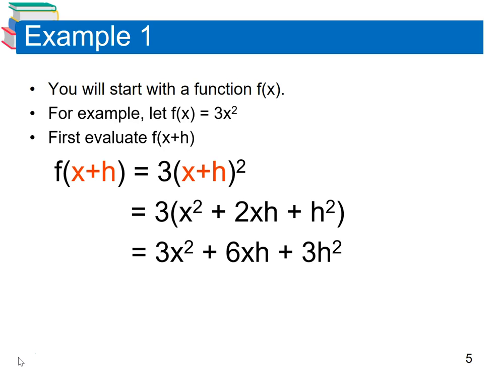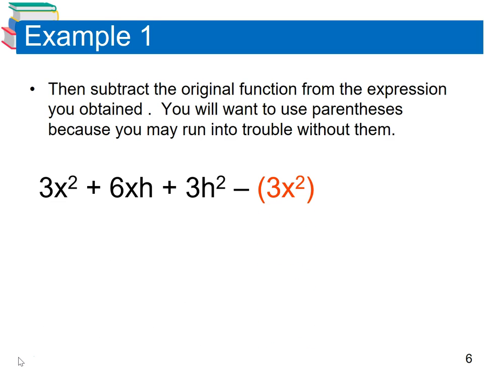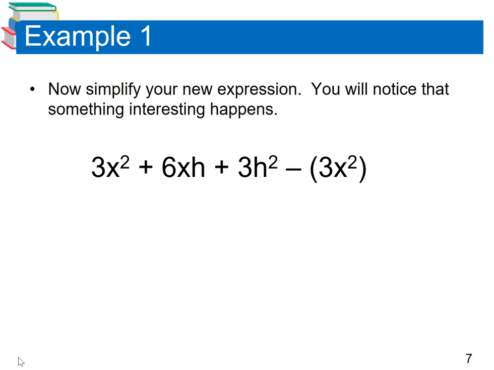We're going to hold on to that because the next step, we're going to subtract the original function from the expression. You're going to want to use parentheses. So here's the expression we just got on the previous slide. And now we're going to subtract the original expression, the negative 3x squared. When we do that, we're going to simplify it. Notice that something interesting happens. All of those things that have x's but no h's, they cancel. The 3x squared and the negative 3x squared cancel each other out, and you're left with 6xh plus 3h squared. In other words, the only things left have h's in them.